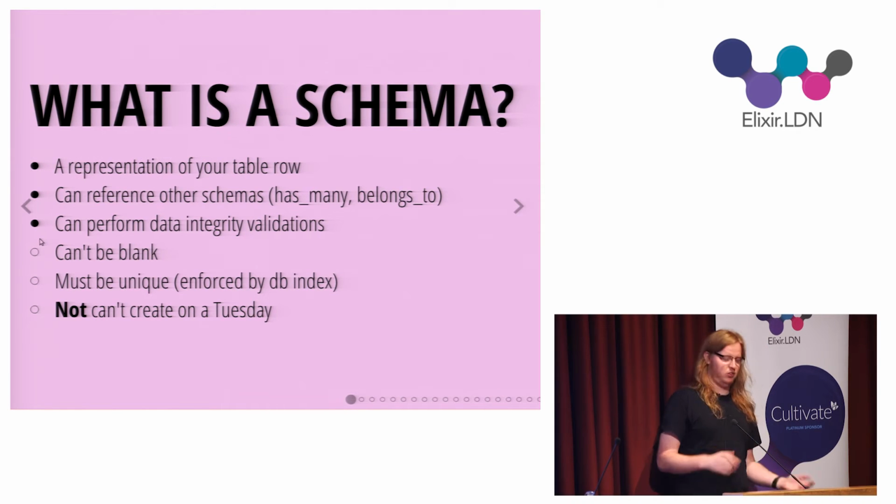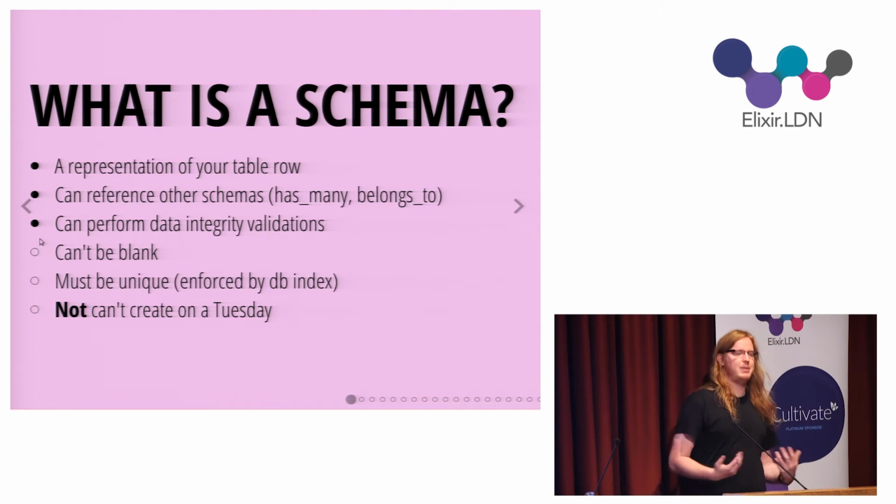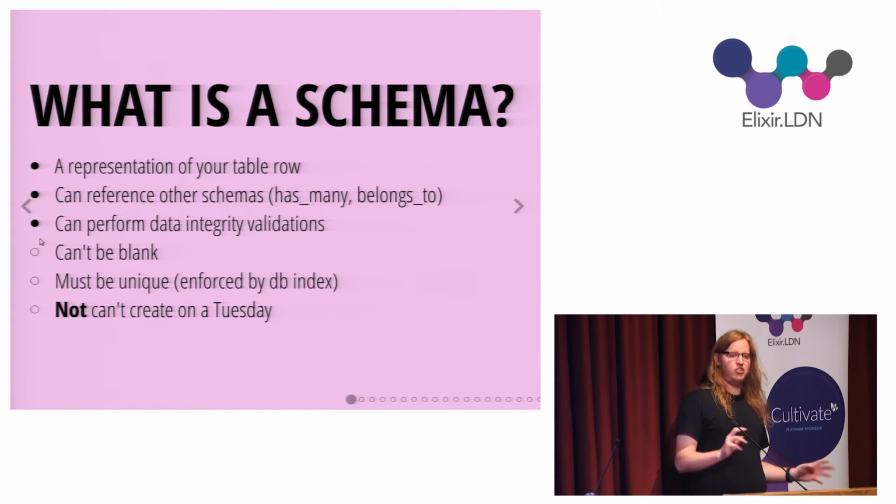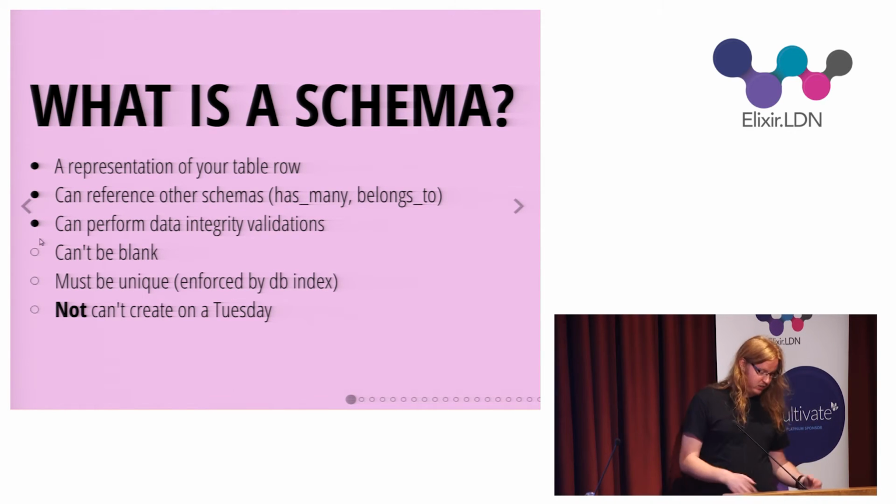A schema, on the other hand, is a representation of your table row usually. It's a way of mapping from a database to an Elixir struct. And it can reference other schemas as well. So you've got things like has many, belongs to, you've got embedded schemas in there, and you just reference the module that has the struct that it's using. And it can also perform data integrity validations. These are things that are important before it gets persisted. So, a required field can't be blank, or something must be unique, which you back by a database index. I probably wouldn't put things like 'you can't create this on a Tuesday' in the schema. I would probably handle that elsewhere. It really depends. If your application is really going to fail if you save something on a Tuesday, then maybe, but I would handle it elsewhere.